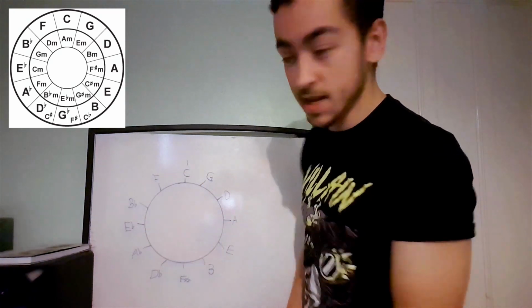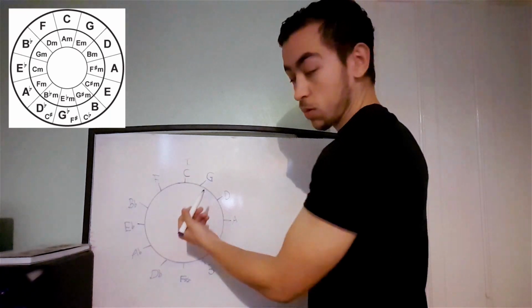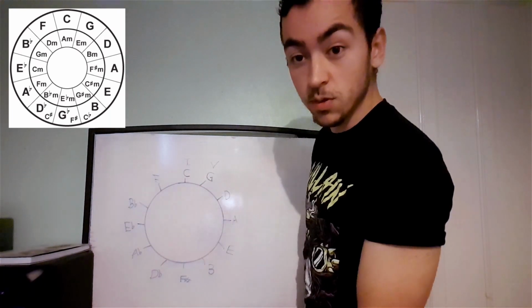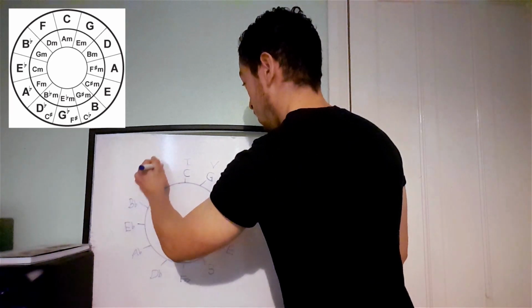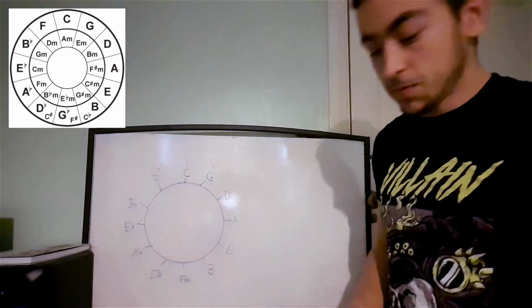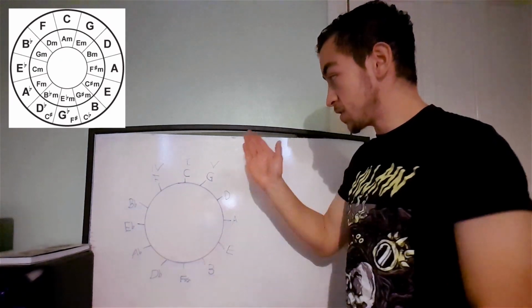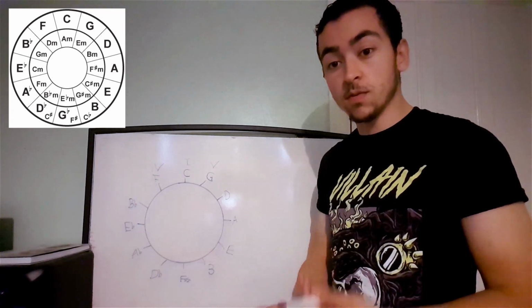Let's say we're in C. Your 1 chord is the C. Then you go clockwise to find the 5 chord. So G would be your 5 chord, and then F would be your 4 chord. And this is really useful because if you want to transpose a song into another key, you can just use the same formula to figure out what the 1, the 4 and the 5 chords are.